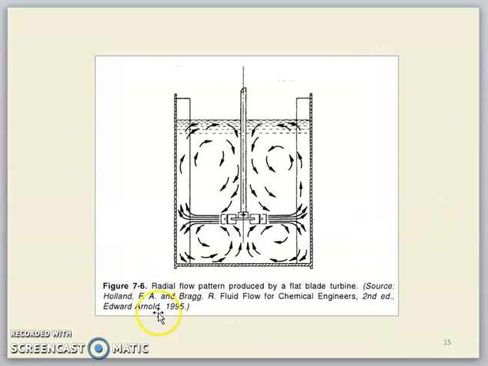The figure here shows the flow pattern produced by the flat blade turbine. And you can see here, we need to avoid the stagnant phase. Okay, the radial flow pattern shown here shows that there is no stagnant phase in the fermenter.